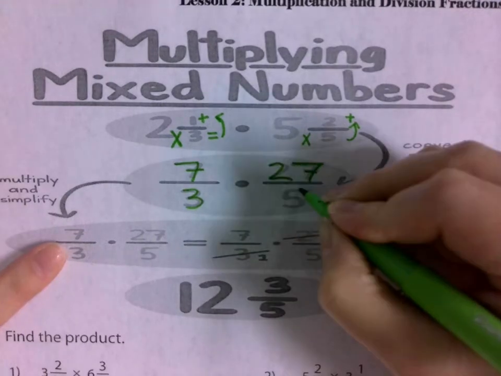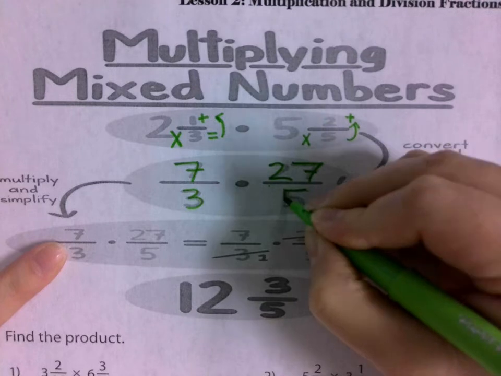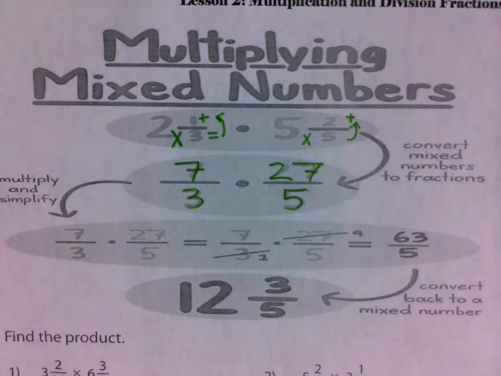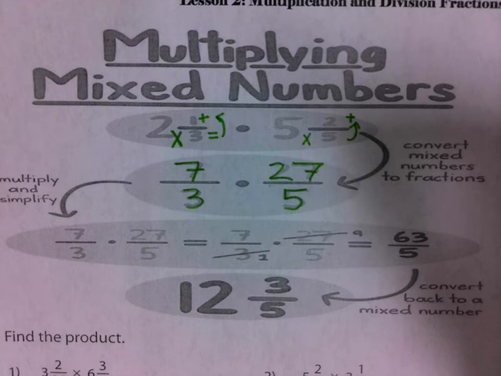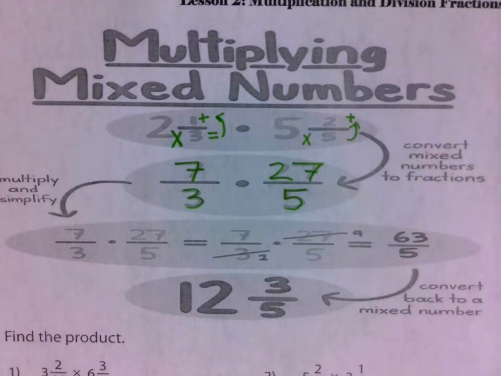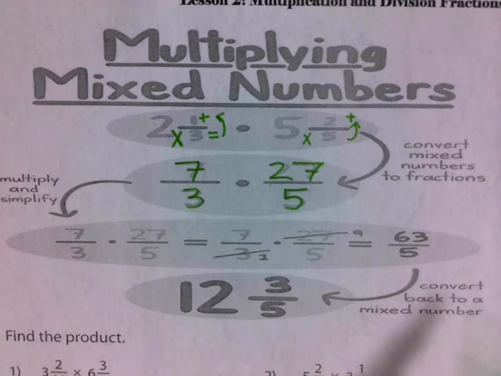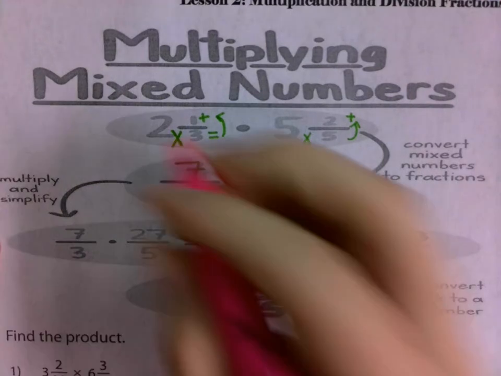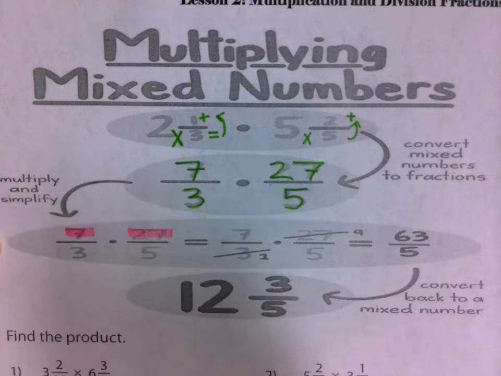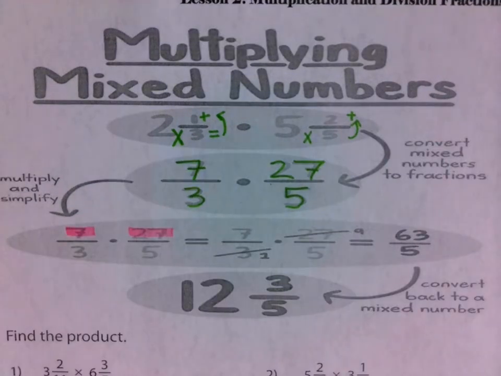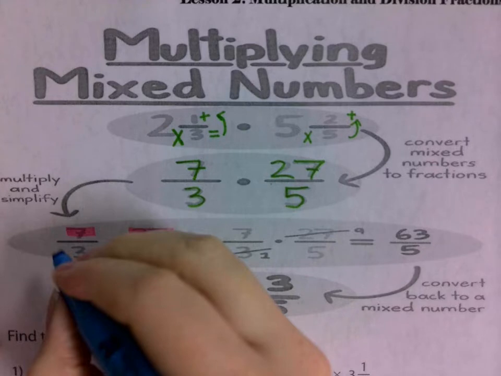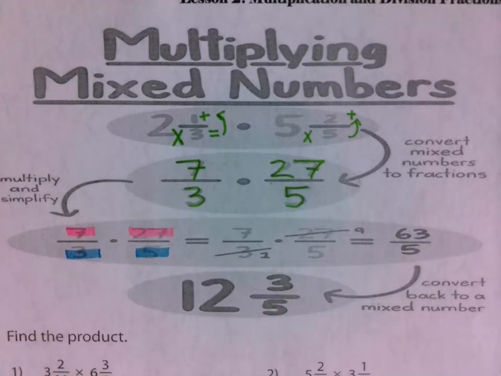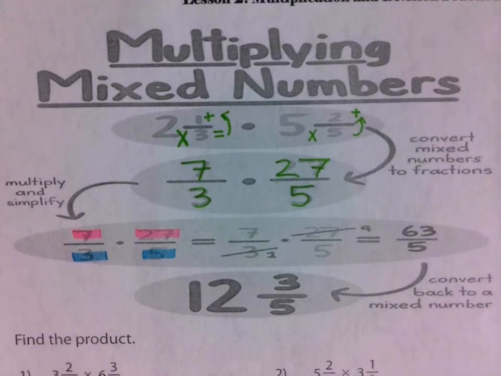So you have to convert those mixed numbers into improper fractions first. Then you would go about multiplying your numerators together. So we would multiply 7 times 27, and then we would multiply 3 times 5. They're trying to show you a way to be able to simplify within the problem. Don't worry about doing that. Just do it this way, and then simplify at the end, and you would get 189 over 15, or 12 and 3/5. So let's take a look.